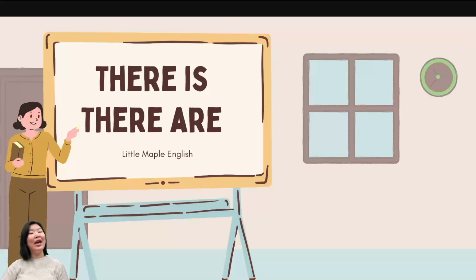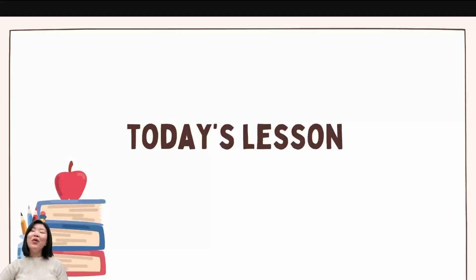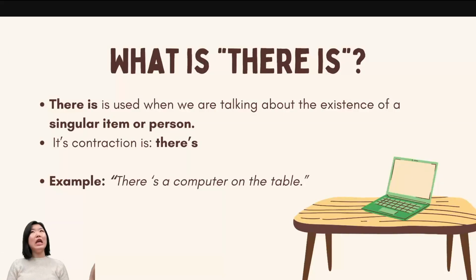I'm your teacher Joanne. Today, we're going to learn about there is and there are. So what is there is? There is is used when we're talking about the existence of a singular item or person. And its contraction is there's. So you could say it in a short form.